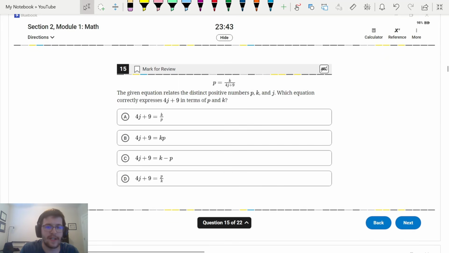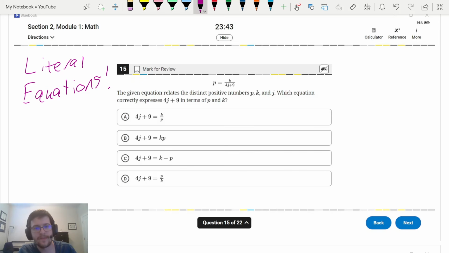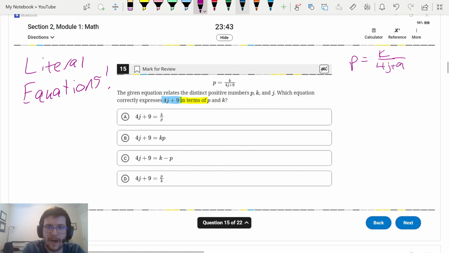Okay, 15. This is called a literal equation. You can find tons of practice on these literal equations. If you have a CAS calculator, it might help for some of these. I don't, so I don't do it. Whenever you see "in terms of," the thing that comes before it is what you want to get by itself. So we want to get 4j plus 9 by itself. Well, I don't like that 4j plus 9 is in the denominator. So I'm going to move it by doing the opposite operation. I'm going to multiply both sides by 4j plus 9.